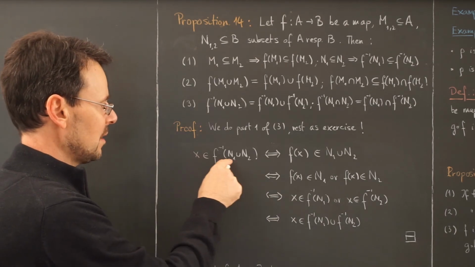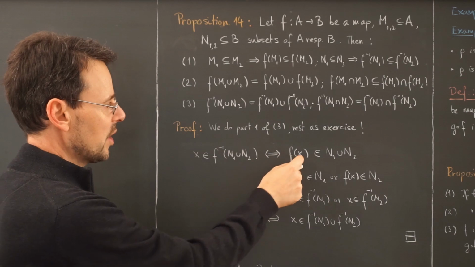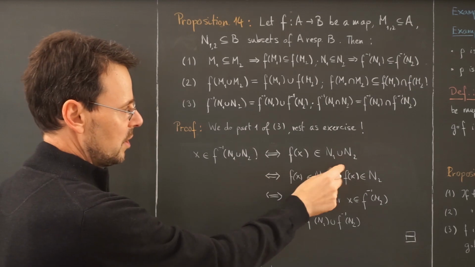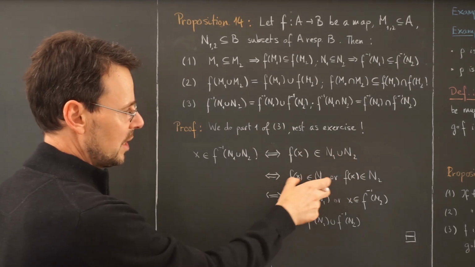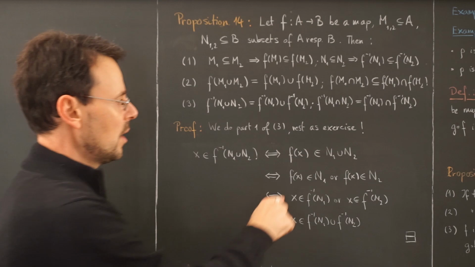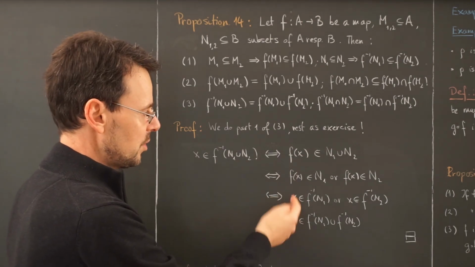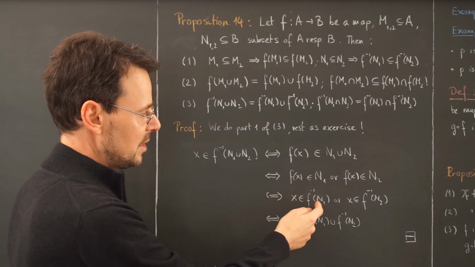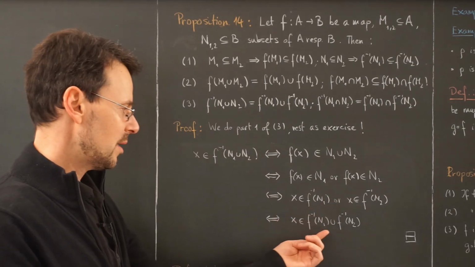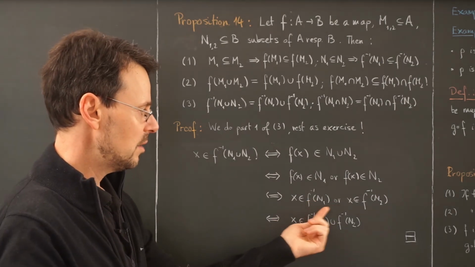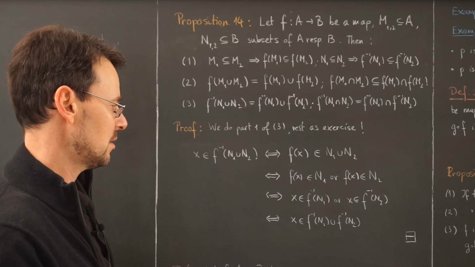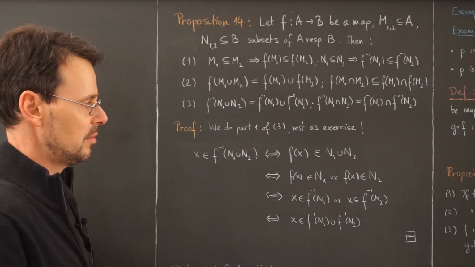So, if x lies here, by definition of the preimage, f of x lies in this set, here. Now comes the definition of union. If f of x lies in this union, it lies here or here, non-exclusive or. Then again comes the definition of the preimage. If f of x lies here, then x lies in f inverse of n1, and the same with n2. Now again comes the definition of union. X lies here or here if and only if it lies in the union. That's simply the definition of union of two sets. And that's it. This clearly is more elegant, but maybe too fast.